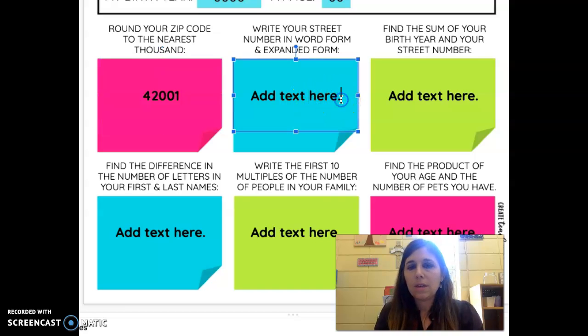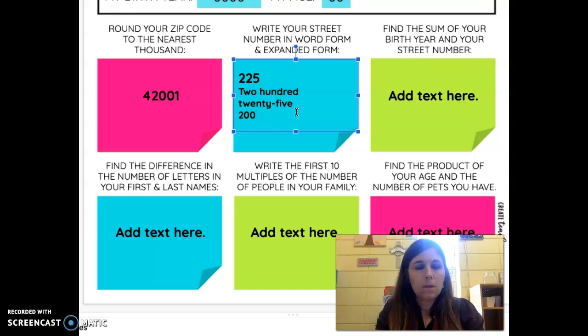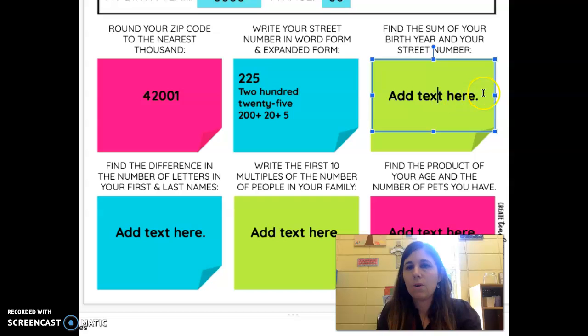And then I'm going to do this next one. It says write your street number in word form and expanded form. My street number is 225. Okay, so I'm going to write that in word form, 225. If it's taking up too much room, you can highlight your text and make your font a little bit smaller so you can fit it all on there. And then expanded form would be 200 plus 20, 20 plus 5. 225 in expanded form. Okay, and then one more. We'll do one more together.